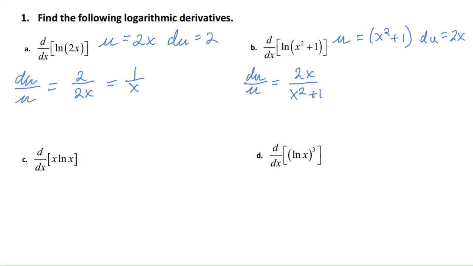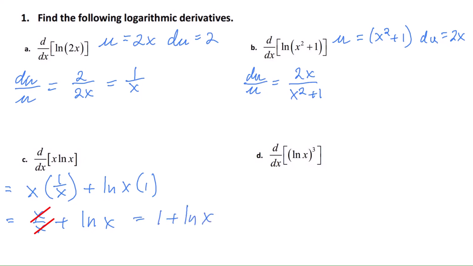All right, looking at c, I've got the derivative of x times the natural log of x. So we've got the product rule. So I multiply x times the derivative of the natural log, which is 1 over x, plus the natural log of x times 1. Just leaves me this. I can cancel the x in the numerator and the denominator, which is going to give me 1 plus the natural log of x for my derivative.